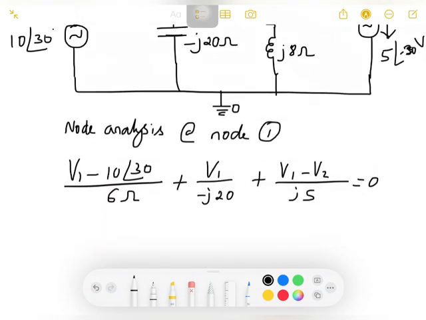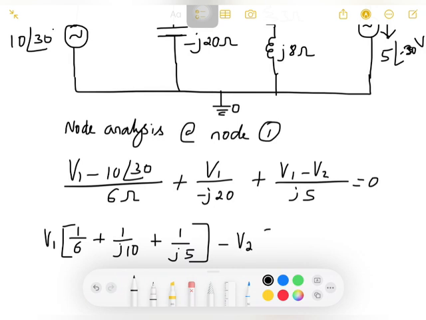So if I simplify this equation, I will get V1, it will be 1 by 6 plus 1 by J10 plus 1 by J5, the coefficient of V1, and similarly V2, minus 1 by J5, and equating to 10 at angle 30 degree divided by 6. Let's take this as equation number 1.